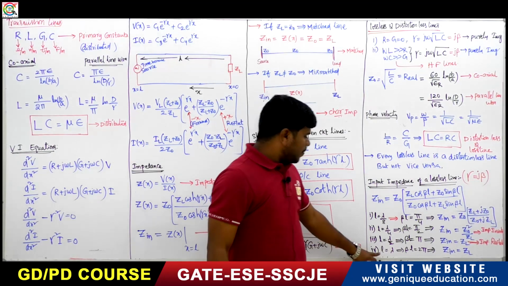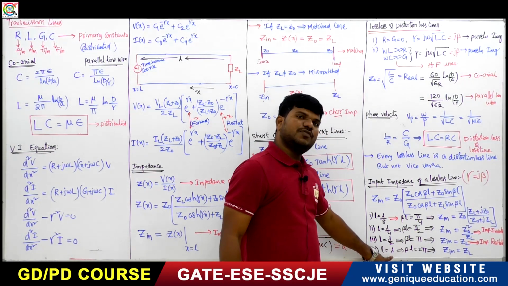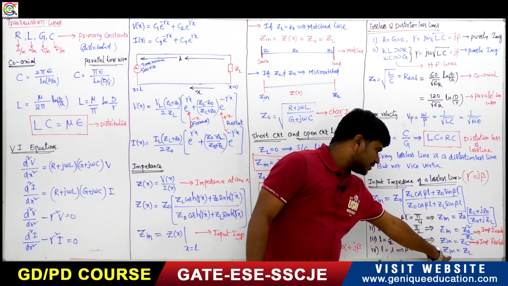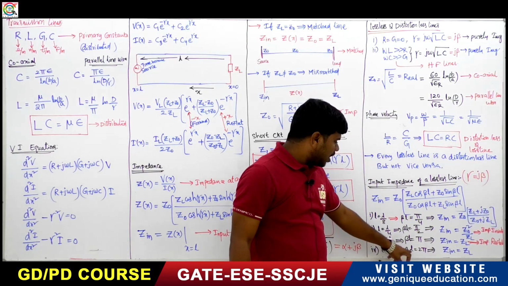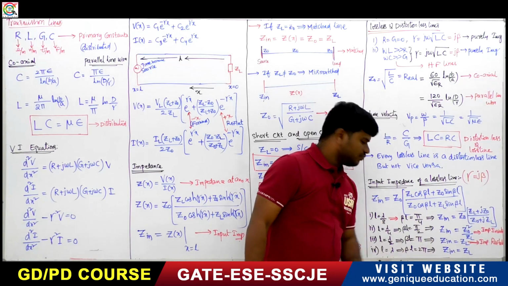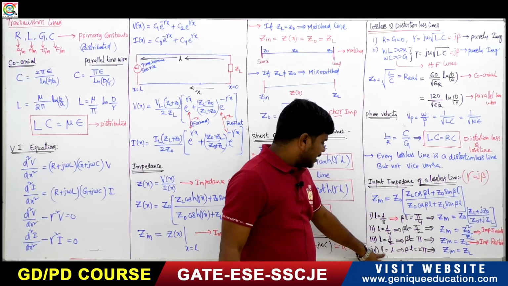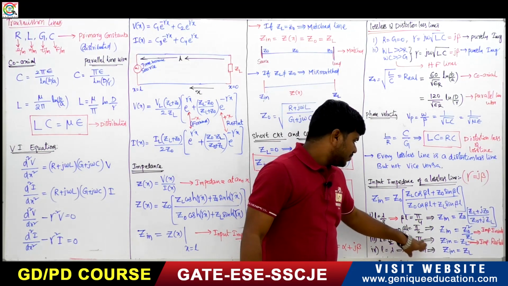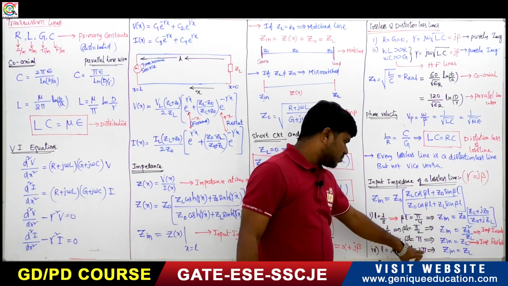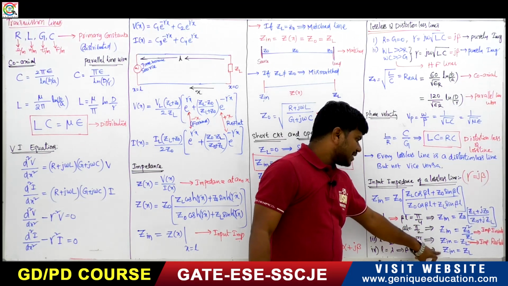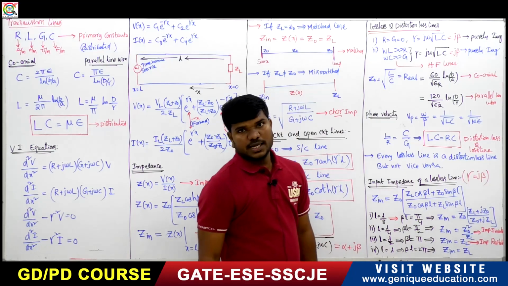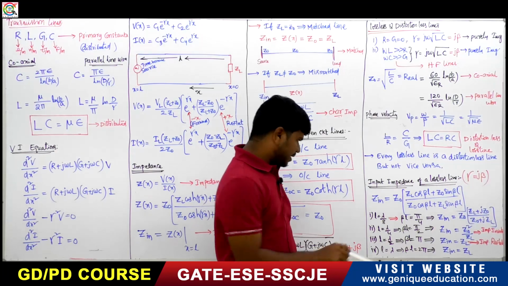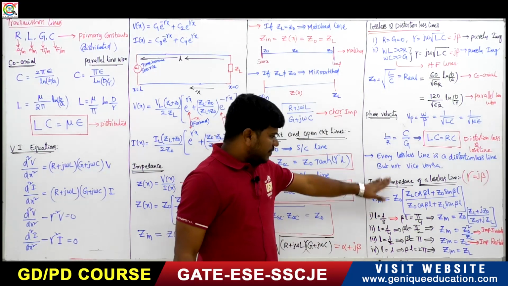Now if the length of the line is equal to lambda, then beta L is equal to 2 pi, and Zin is equal to ZL. You have to put all these beta values here and you will definitely get this. So for L equal to lambda by 2, beta L is pi, and for L equal to lambda, beta L is 2 pi. For both cases the input impedance will be ZL only, because sin pi and sin 2 pi are the same, meaning 0. So that's why these are very important.